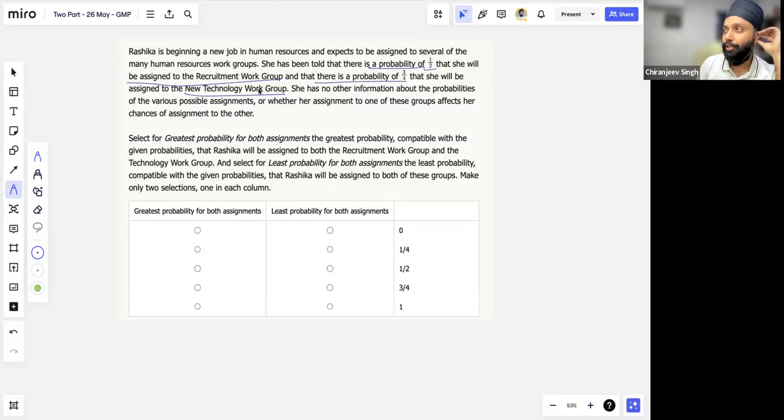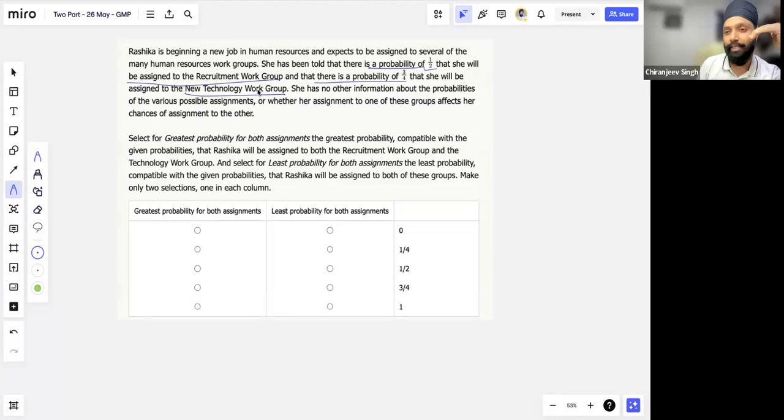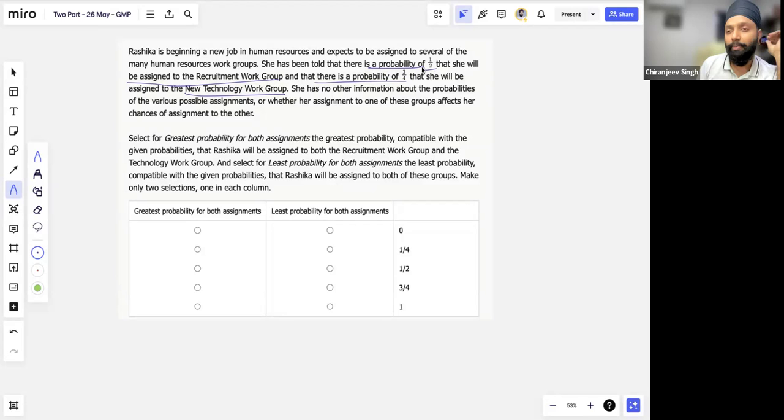Can she be assigned to both the groups? Yes. Can she be assigned to none of the groups? Mm, yes, she can, because it mentioned she expects to be assigned to several. So there is a possibility that none of the groups is assigned. Given the probabilities, is it possible that she is not assigned to any of these two groups?